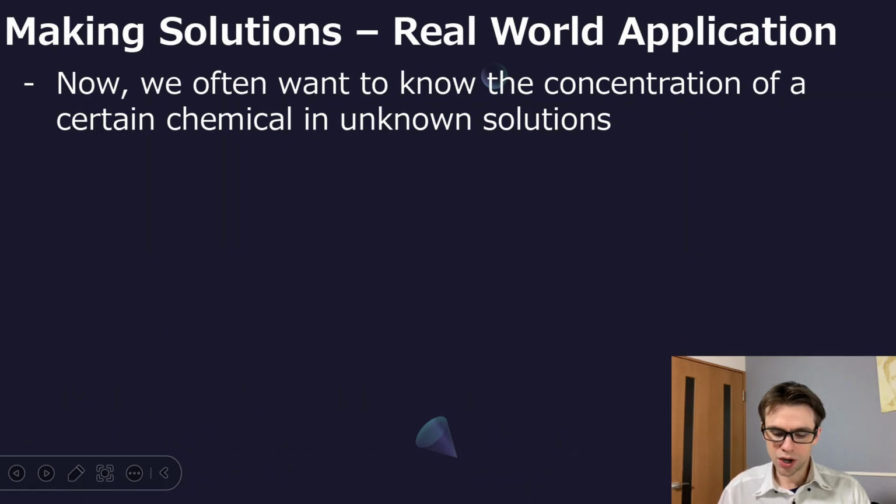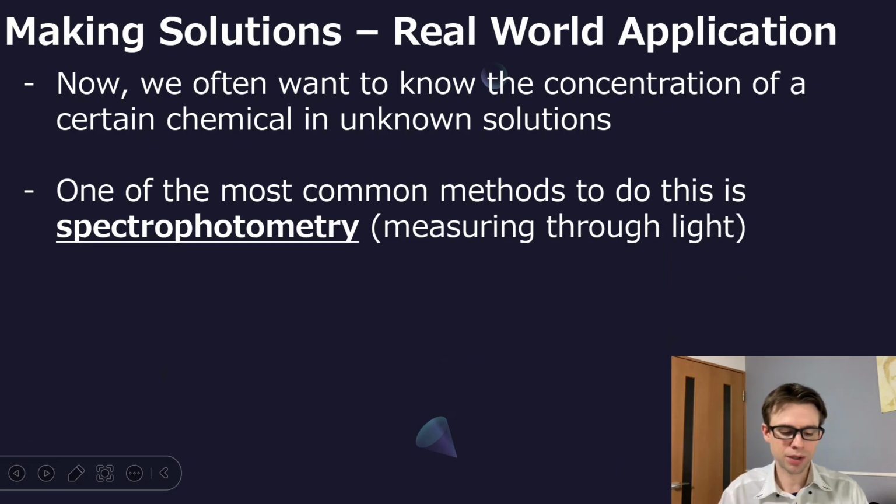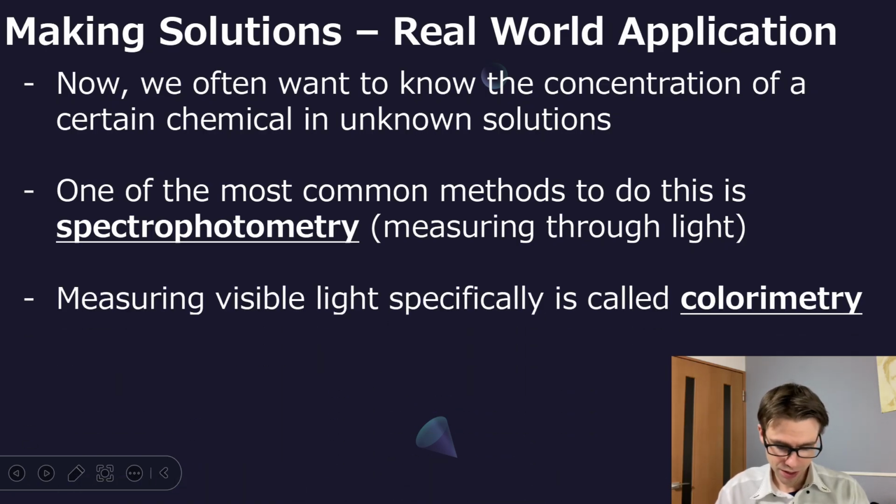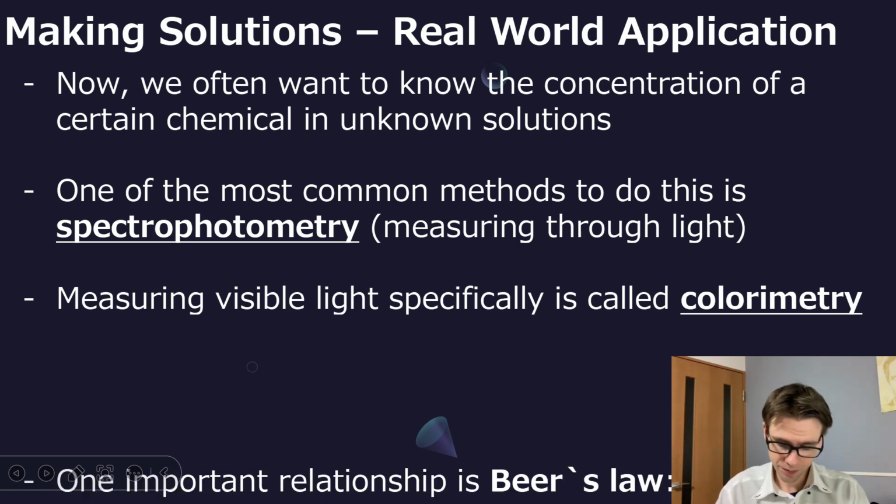Now, we often want to know the concentration of a certain chemical in unknown solutions. Okay, maybe I want to go take a sample from the river or the ocean or the soil or something, and I just want to know how much of some chemical is in there, what kind of concentration. One of the most common methods to do this is called spectrophotometry, measuring through light. That's literally what this means. Measuring visible light specifically is called colorimetry, so in the visible part of the spectrum.